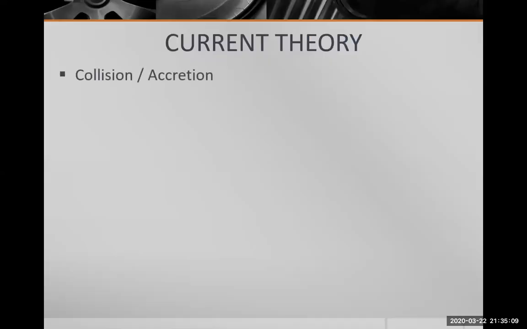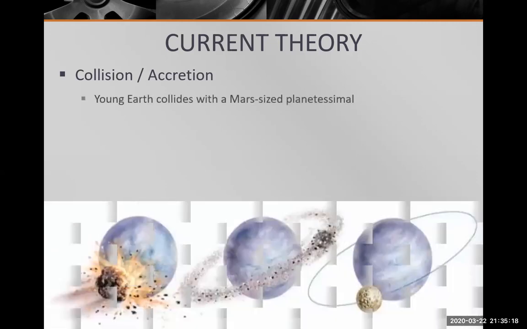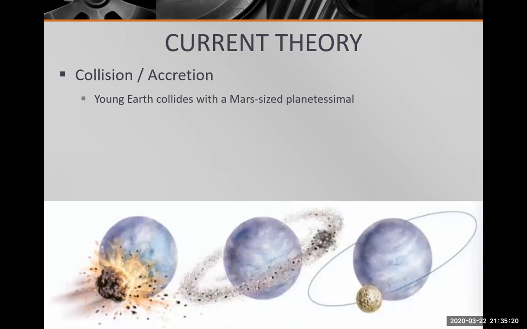Now, the current theory, the one that's accepted by the scientific community, is called the collision theory, or it used to be called the accretion theory. And it basically goes as follows. A very, very young Earth, long ago in the past, collided with a Mars-sized planetesimal. Now, let me clarify. It's not saying that Earth and Mars collided, because Mars still exists and Earth still exists. It's just saying that a planetesimal, a large rocky object, shown by artist depiction as this thing right here, collided with the Earth a long time ago in the past.